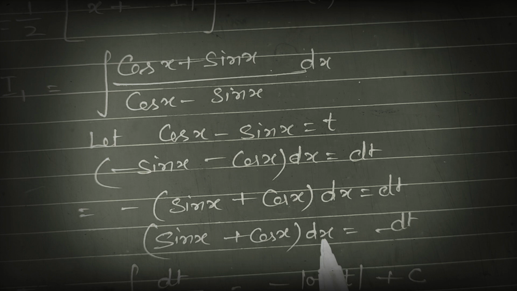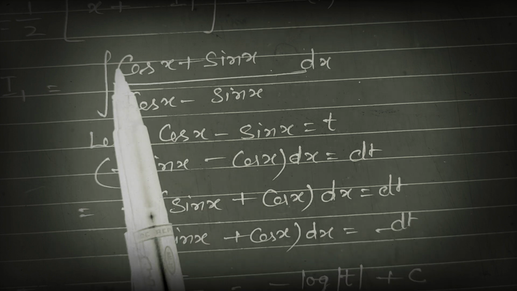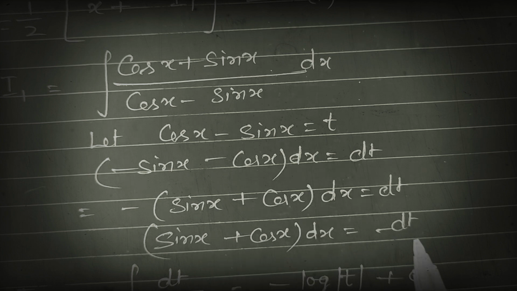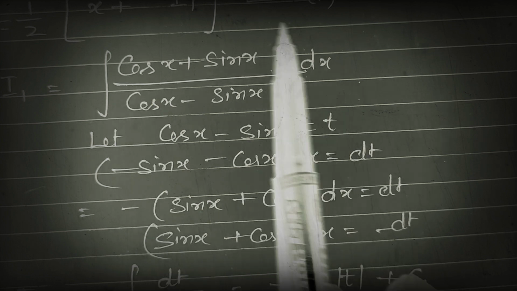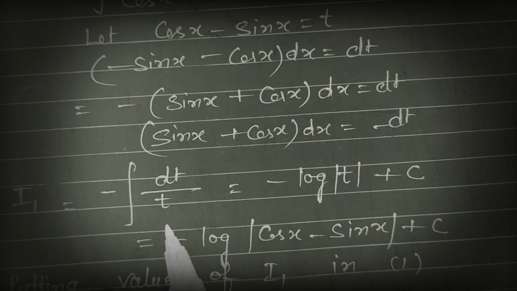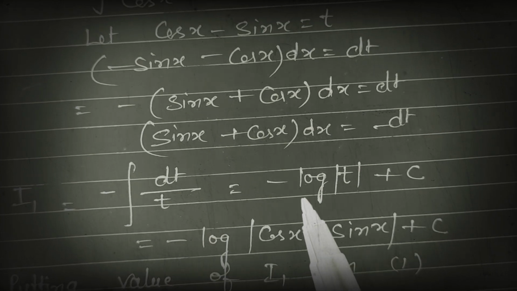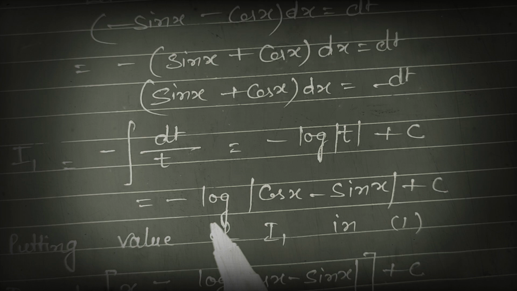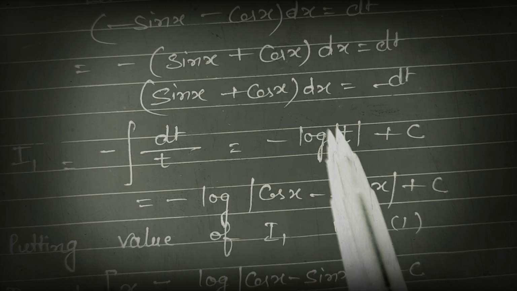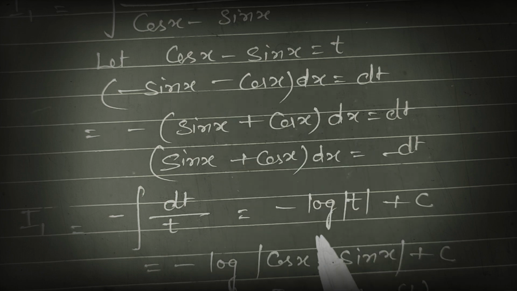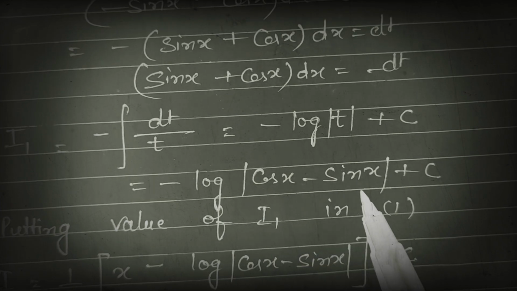So (sin x plus cos x) dx is equal to minus dt, because we need only this one, not the negative of this. So its value is minus dt, and this is t. So it is minus dt upon t, and the integration of 1 upon t is log t. So it is minus of log t plus c. The t value is cos x minus sin x, plus c.